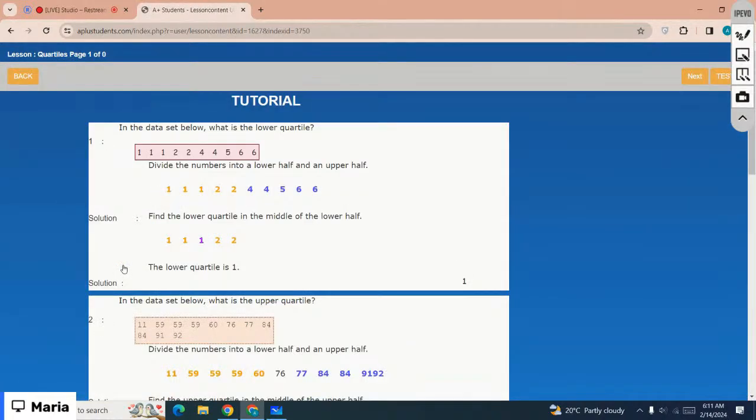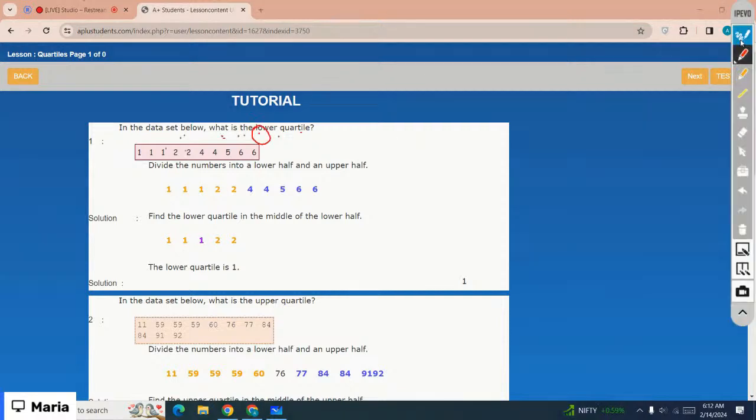In the data set below, what is the lower quartile? So you have to find the lower quartile in the given data. The data is arranged from least to greatest. How do we find the lower quartile? Basically, the first thing is we have to divide the data into two equal groups, right? That we can do on the basis of the median. We already know what the median is. Median is the number that divides the whole data into two exactly half groups.